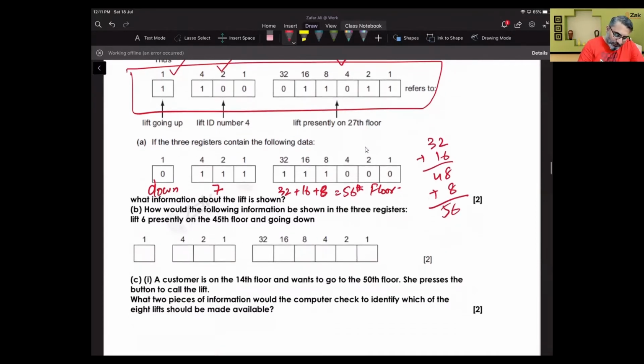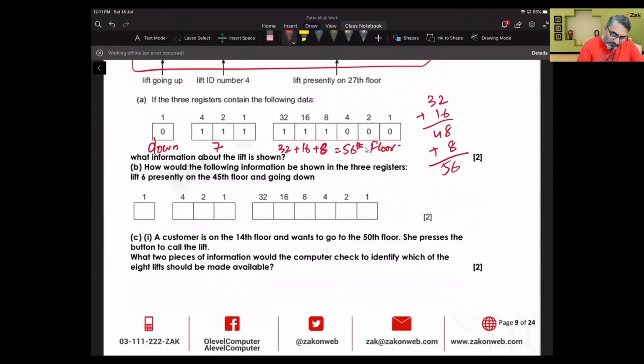Now, how would the following information be shown in 3 registers? Lift 6 is present on 45th floor, 32 plus 8, 40 plus 4, 44 plus 1, 45. So this is at 45th floor. And it is going down. Okay. That is how you will show it.